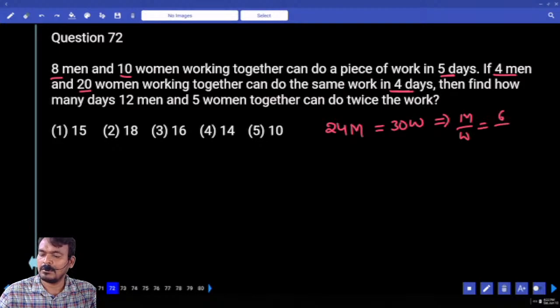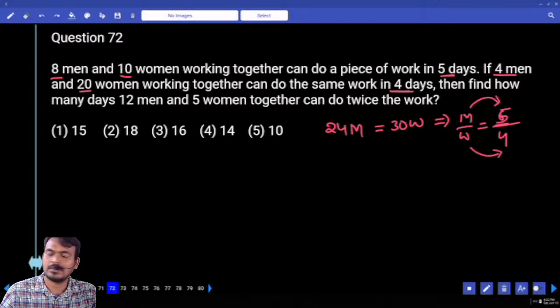5 by 6 or 6 by 5? 5 by 4 or 6 by 4? It is 6 by 5. Men's efficiency is 5 parts, women's efficiency is 4 parts. And what is the question here? Again, 12 men and 5 women together can do twice the work.